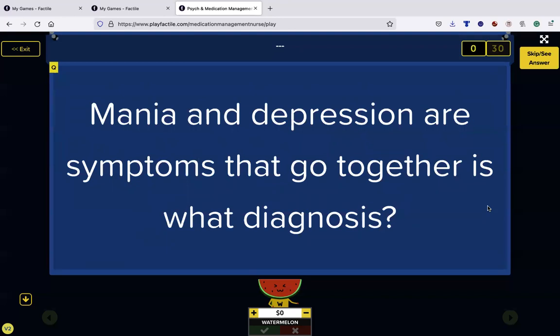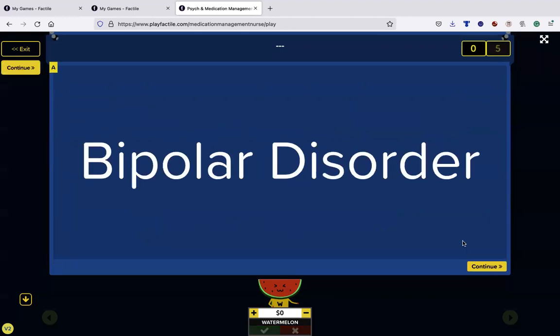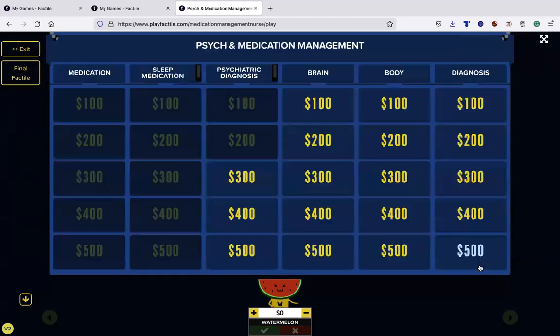Mania and depression are symptoms that go together as what diagnosis? I'll just answer this one, I did in class as well. It would be bipolar disorder. So a lot of people in class, the day we did it, first thought schizoaffective. But remember, schizoaffective is when you're having symptoms that are mixed with bipolar and schizophrenia. Mania and depression are bipolar disorder, which will make much more sense when we actually do the lecture for bipolar disorder.